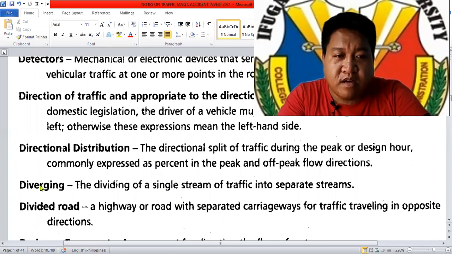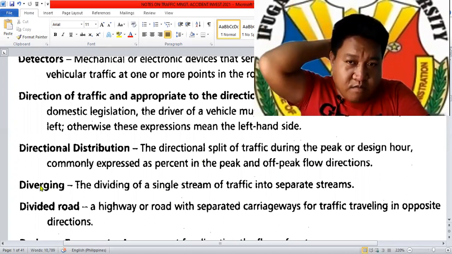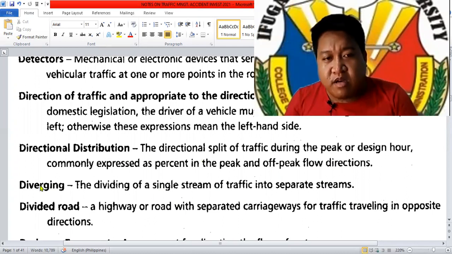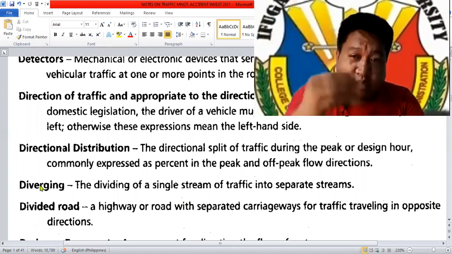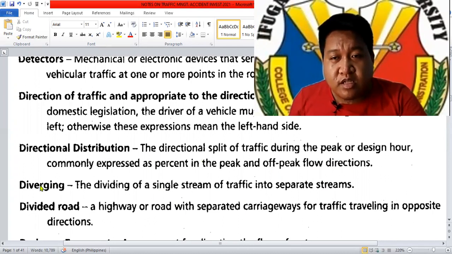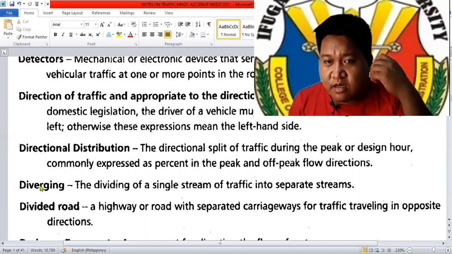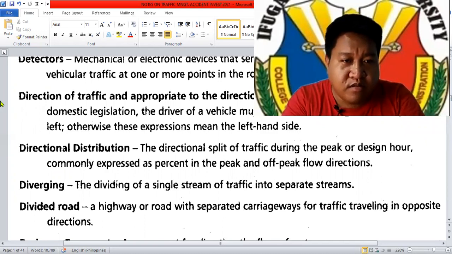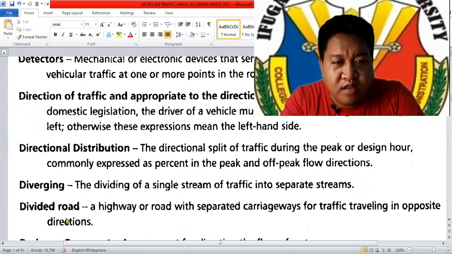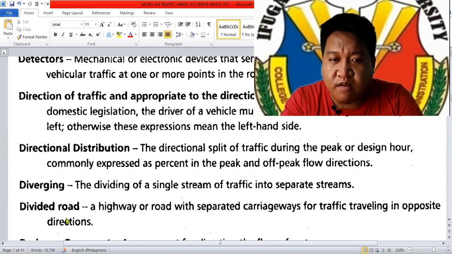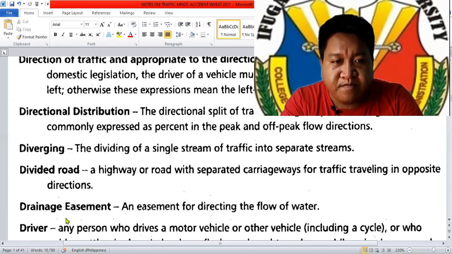Kaya nga meron tayong mga diversion roads, no? Imbes na diretso, gumawa ng diversion, no? So ang mga diversions na yan, katulad sa Santiago, diversion road papunta sa Cordon, then that is a strategy to limit the volume of vehicles, no, within the city center or city road. Okay, so divided road is a highway or road with separated carriage ways for traffic traveling in opposite direction.